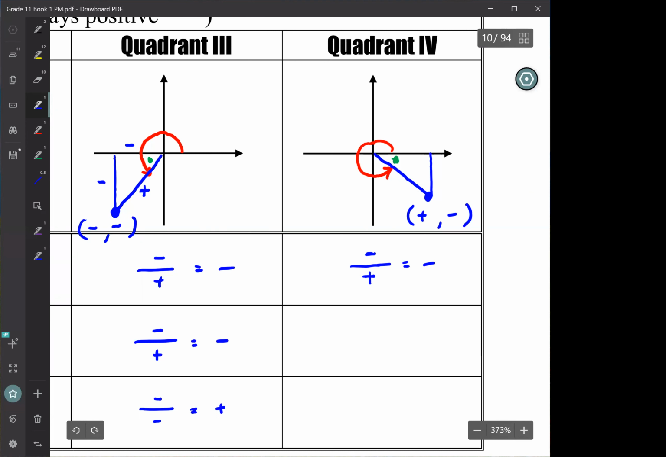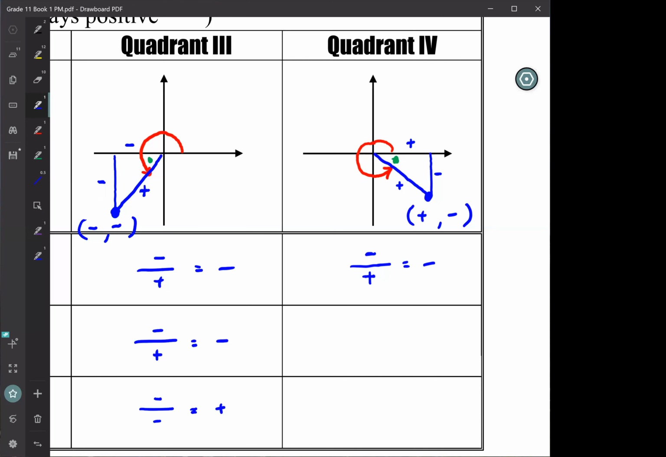Okay, next one, cosine. Braden? Negative over positive equals negative. We're doing cosine. Cosine is which side over which side? Adjacent over hypotenuse. Yeah. Adjacent is this one, opposite is this one, right? And hypotenuse is here. So which one is adjacent?